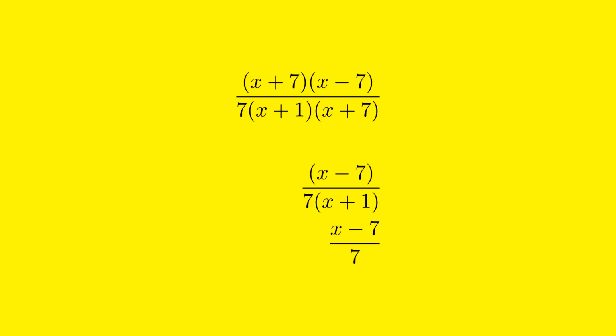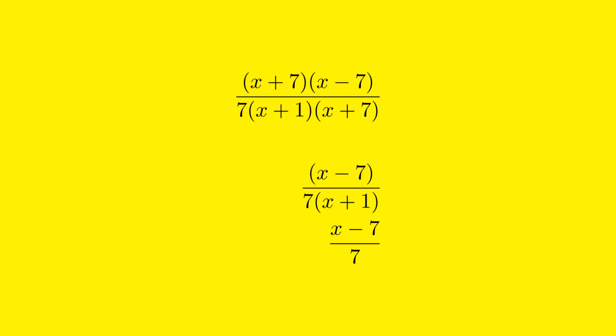When you have a common factor in both the numerator and the denominator of a fraction, you can cancel it out because any value divided by itself is 1. So, we cancel out x plus 7 in both the numerator and the denominator. This leaves us with x minus 7 over 7 times x plus 1, which simplifies our fraction to x minus 7 over 7. At this point, we have simplified the rational expression to its lowest terms.